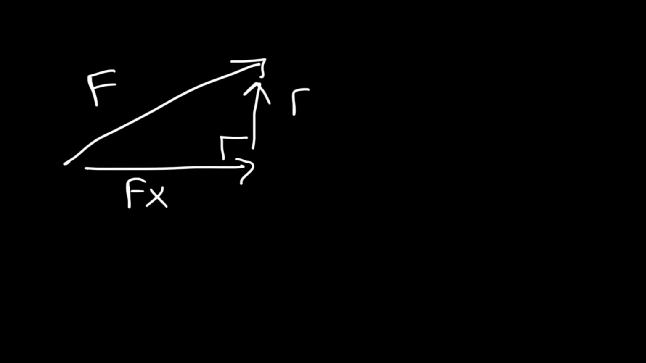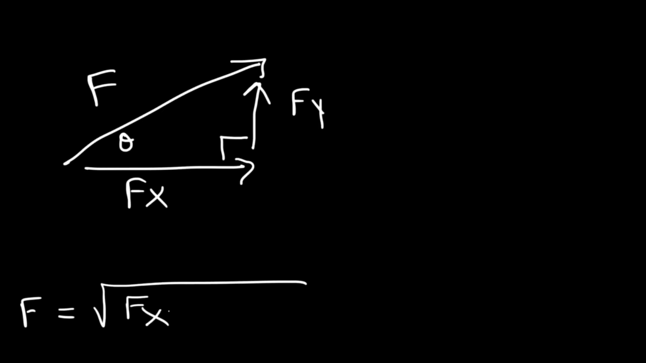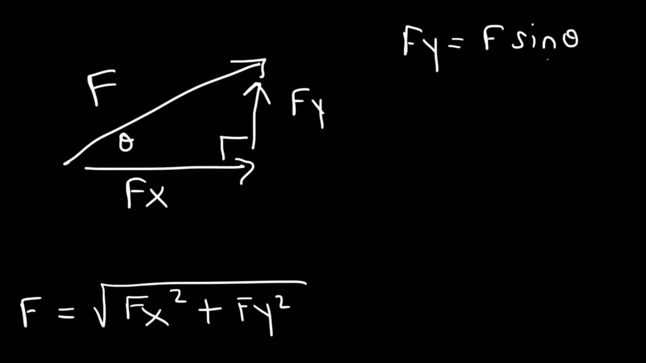When dealing with vectors, you might find these equations useful. So the hypotenuse is the actual vector, F. This is Fx, Fy, and the angle theta. Now, if you have the x and y components and you need to find F, you can use this equation. It's based on the Pythagorean theorem. If you need to find the components, you can use this. Fy is F times sine theta. Fx is F times cosine theta.